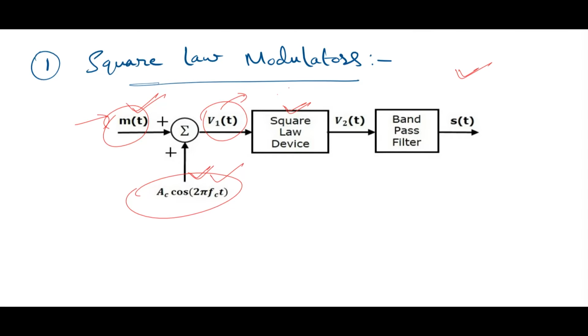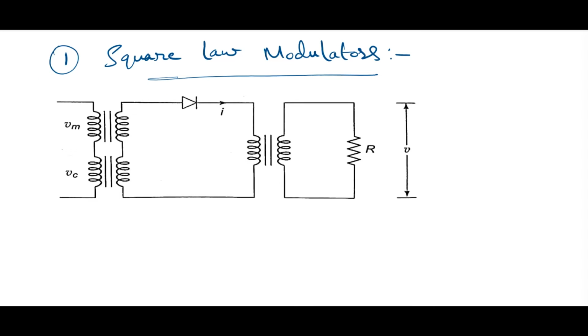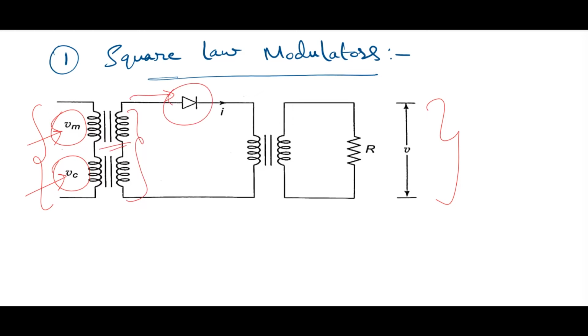Square law devices are generally some semiconductor device, and mostly we use a diode. After processing through these diodes or square law devices, we get a voltage V2, that is nothing but the DSB-FC waveform. Let us understand this with the help of a circuit diagram. In this circuit, this is the input side and that's the output side. Here we have the modulating signal Vm and this is the high frequency carrier wave. These two voltages are added at this place, and that sum is then applied to this diode.